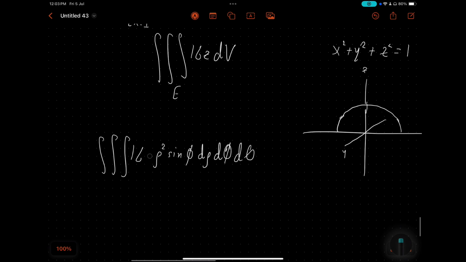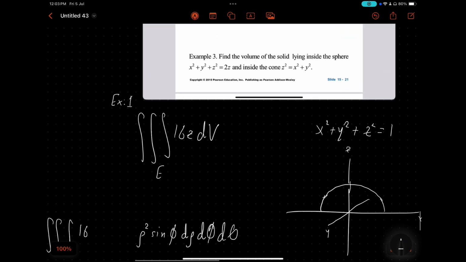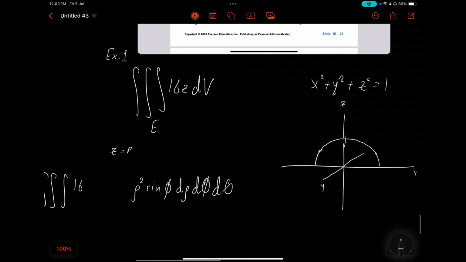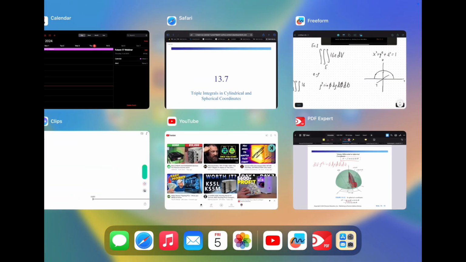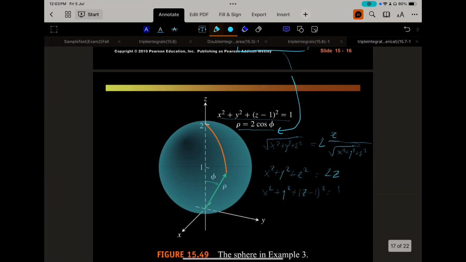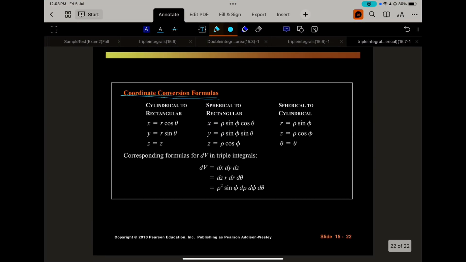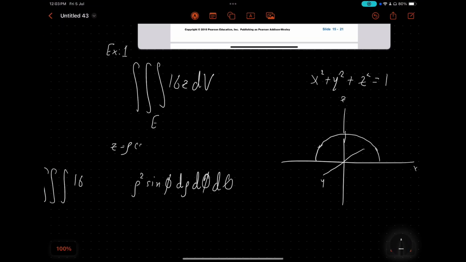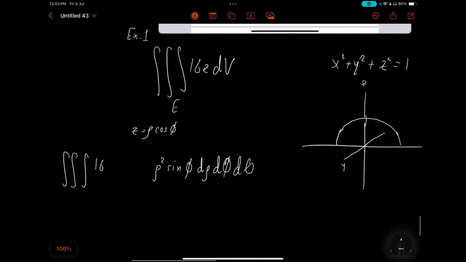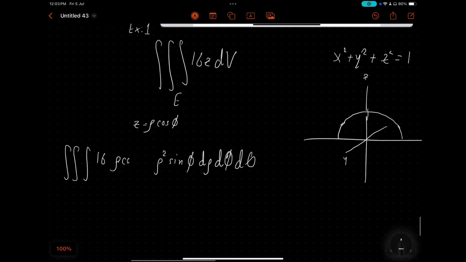So 16z. Now if we want to convert z into our coordinates, z is just rho cosine phi. So it's gonna be just rho cosine phi.